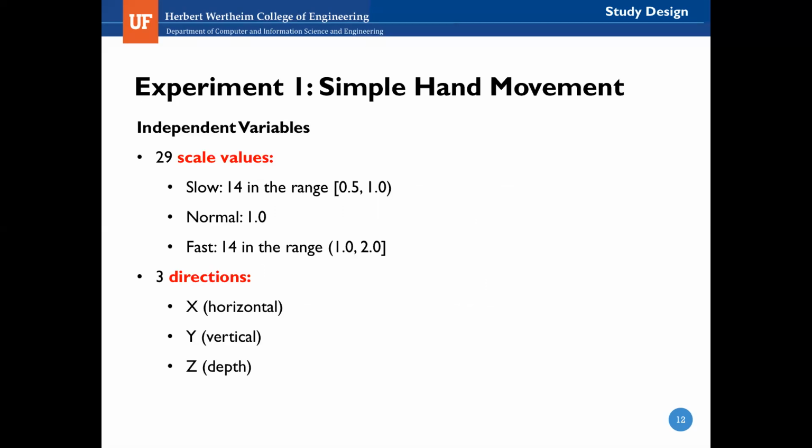In this experiment, we had 2 independent variables. The first one: we had 29 different scale values, 14 in the range of 0.5 to 1, which were slower than normal hand movement. Then we had normal and also faster than normal, in the range of 1 to 2. For the second independent variable, we have 3 directions, x, y, and z. X is the horizontal plane, y is the vertical plane, and z is the depth plane.